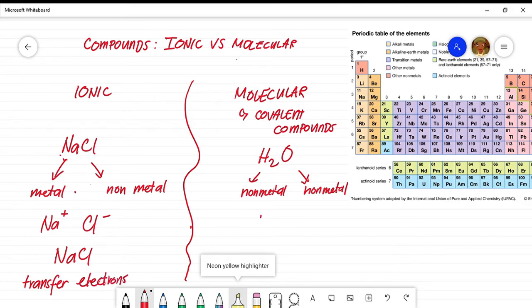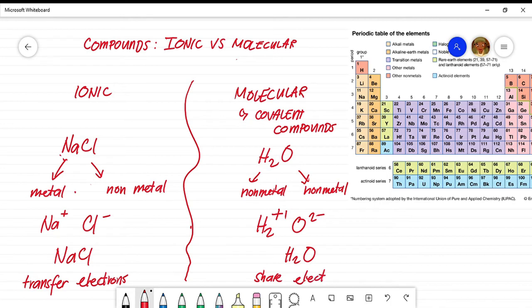For H2O, we have H2, which is positively charged, +1, and O is negatively charged, -2. So we still have H2O here, but note that the electrons are not transferred but shared. They share electrons.